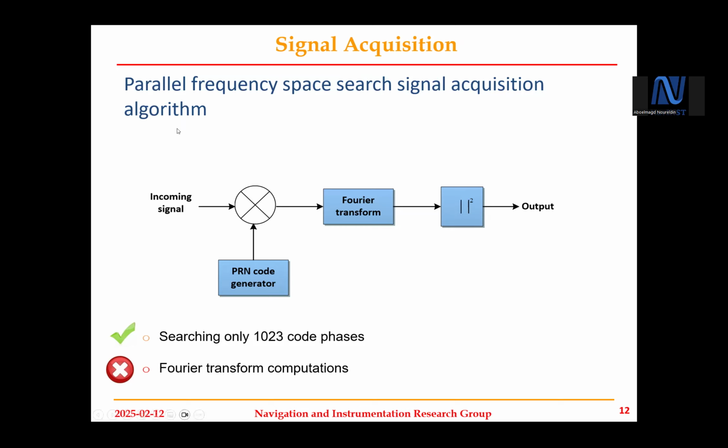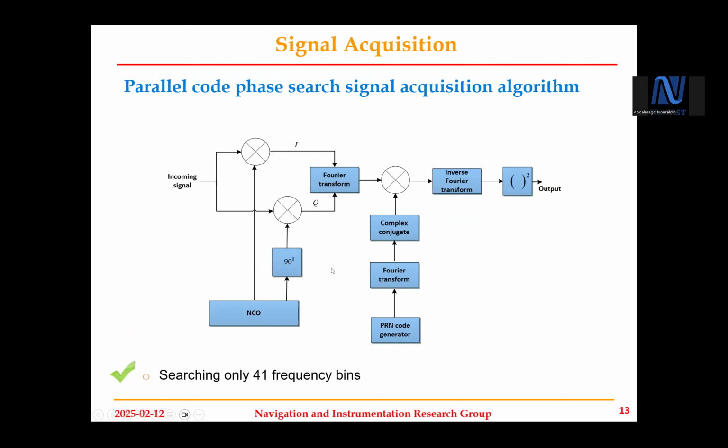So with this, we search parallel frequency, meaning we search the code possibilities, but not in the frequency space. In this mode, which is called parallel code phase search, the signal acquisition algorithm is too lengthy. So in this case, we search only in the frequency bins. By the way, the steps in the frequency we call bins, and in the code we call them chips, like bits or chips.